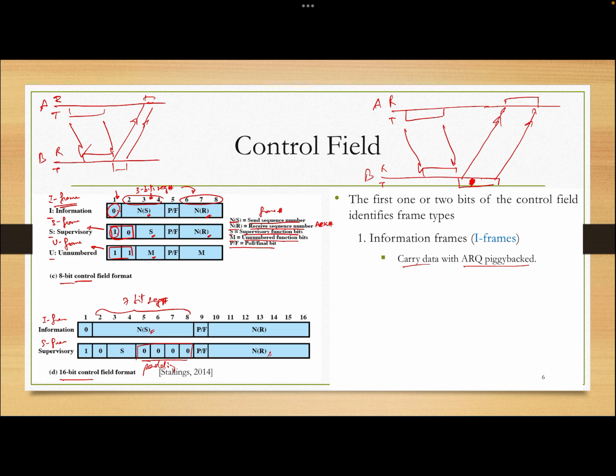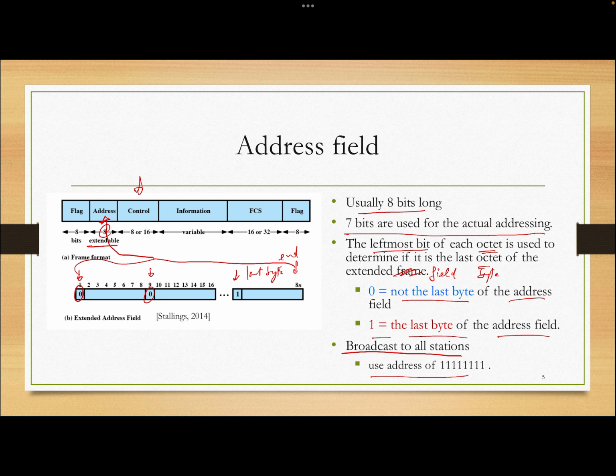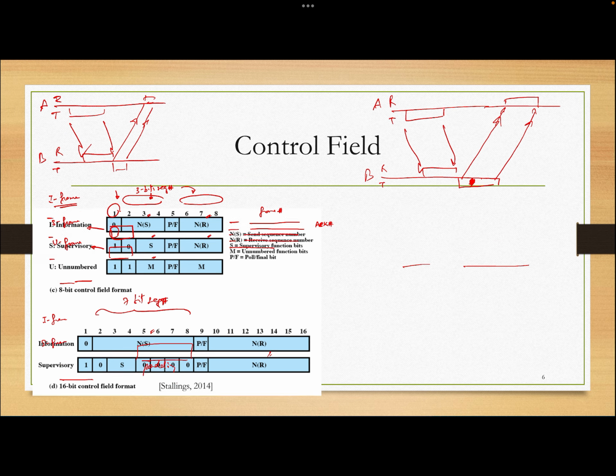If you go back a little bit, you can see that this is the flag, then the address, this is the control, and this is the information. So the whole frame from B to A has these fields. So you have the ARQ inside, which is the NR. This is to acknowledge, inside the control field. And then this is the information, something like that. So this is called piggybacking.